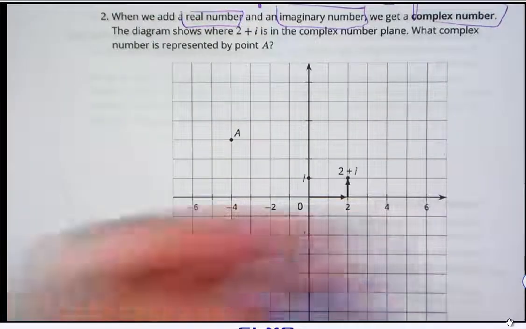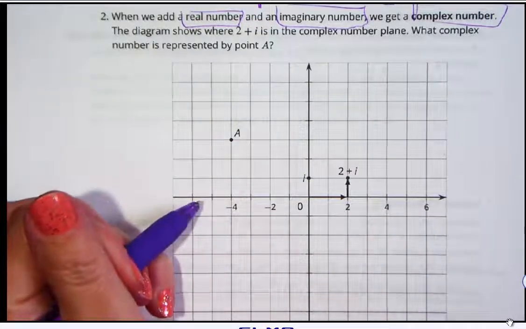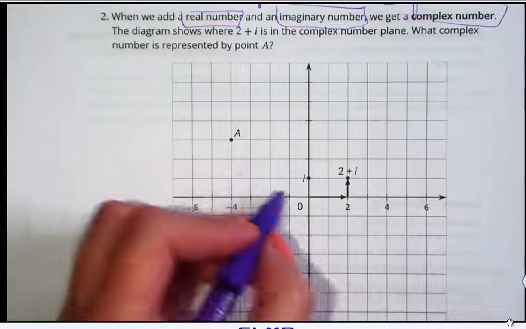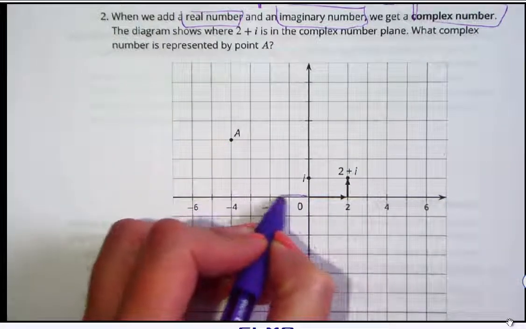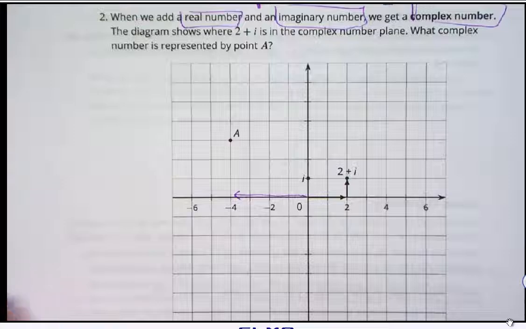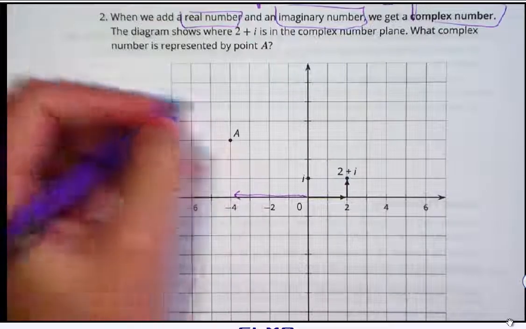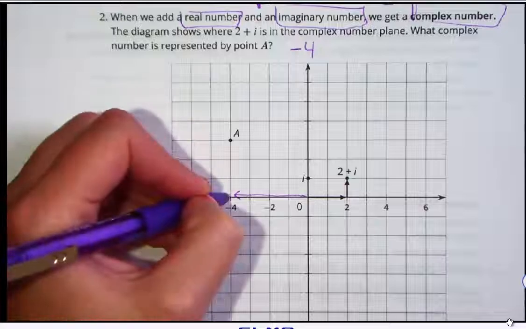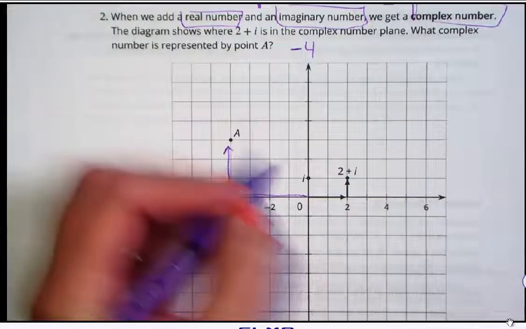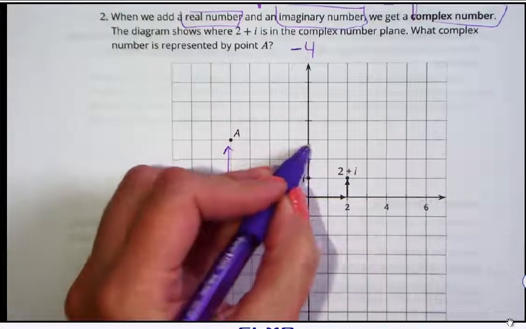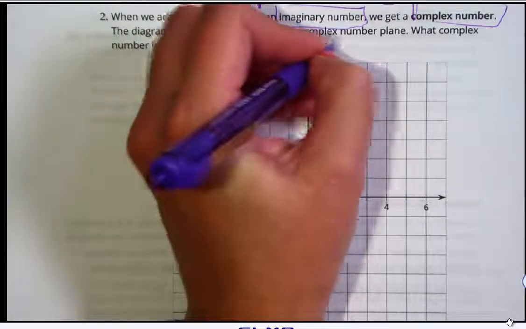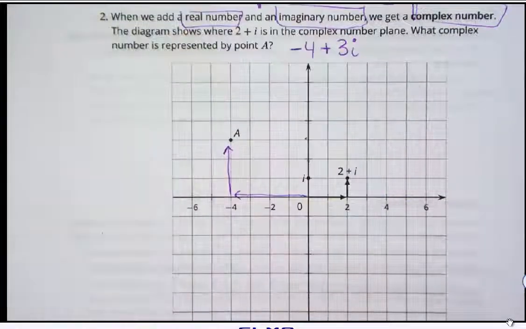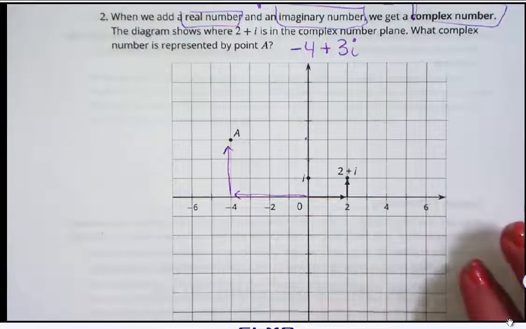And so we can start having our other points here represented by point A. If I had to find out point A, well, I have to go negative 4 on the real number line part. And then I have to go up. Let's see, here's 1i, 2i, 3 i's. So I'm going 3 positive i's. So A would be negative 4 plus 3i.